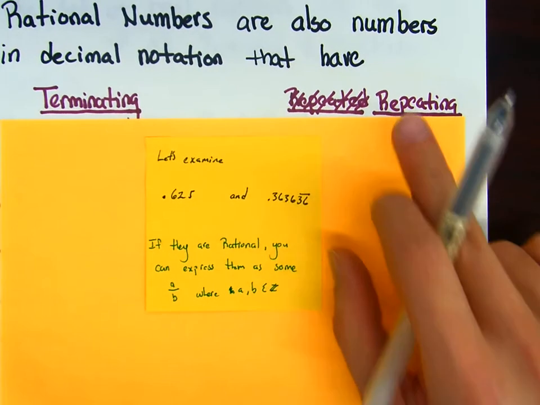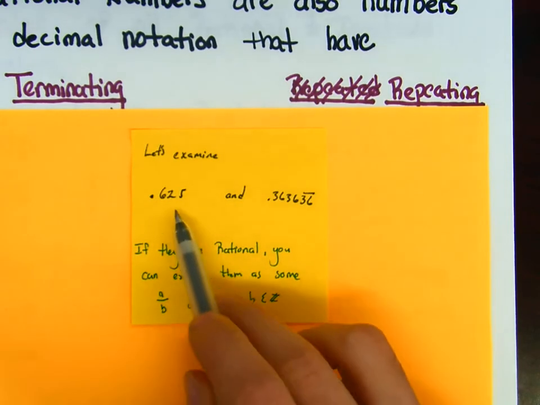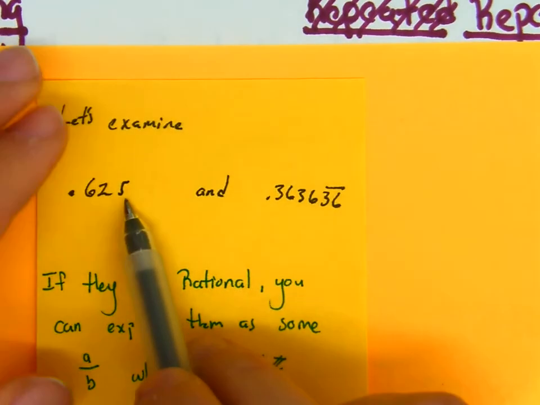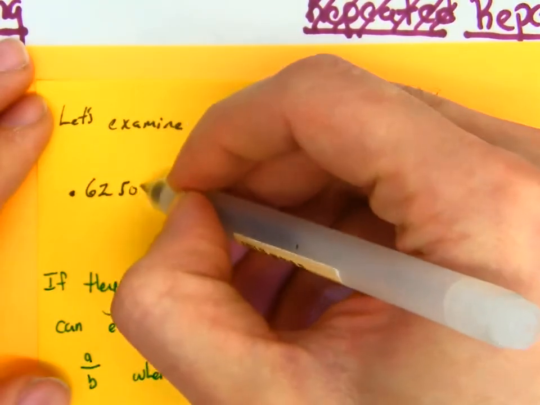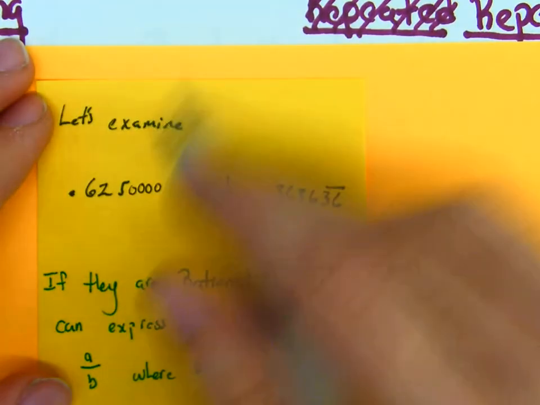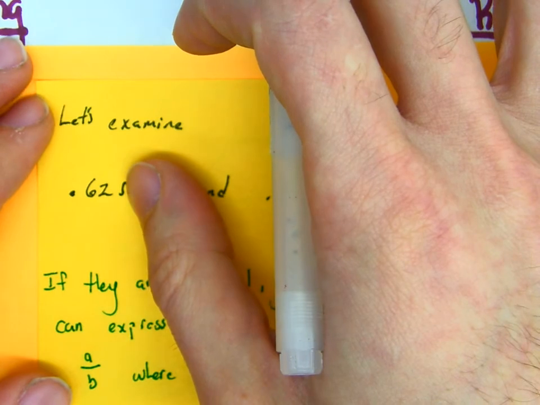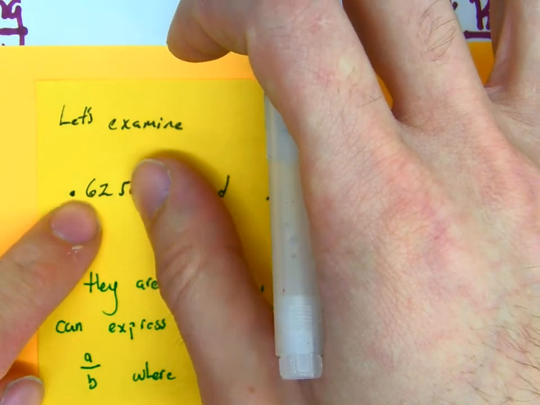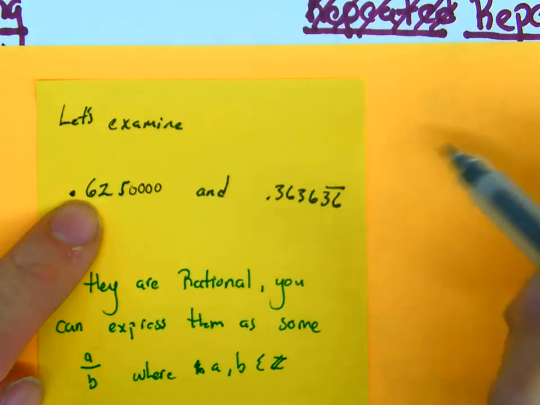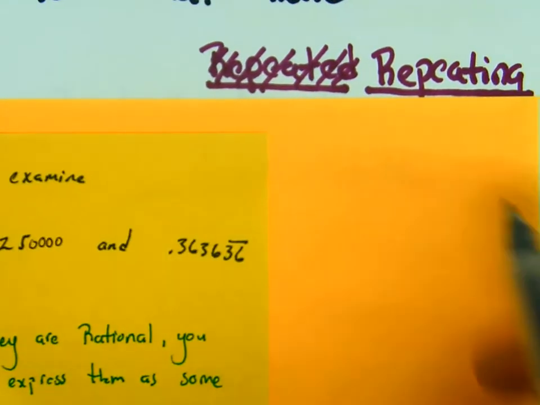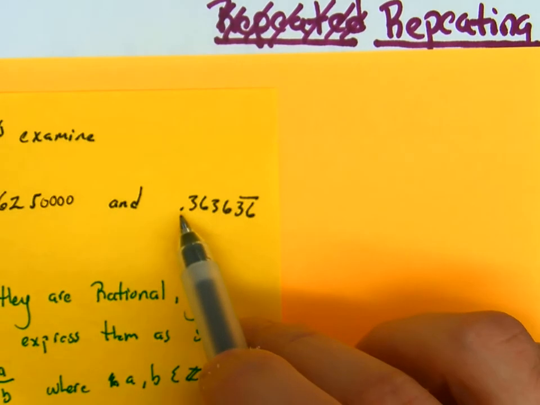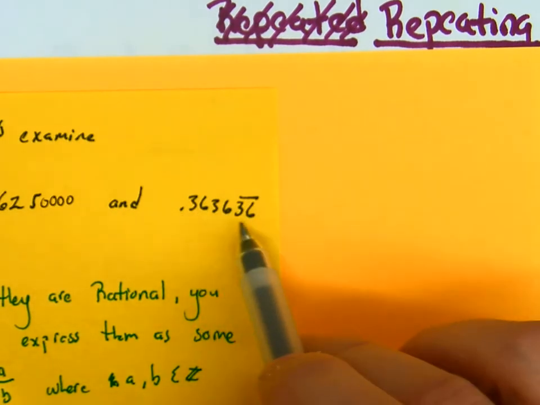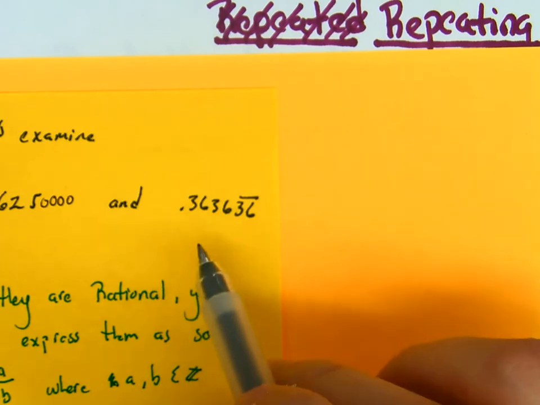So what do I mean by terminating and repeating? This number over here, 0.625, just terminates at 5, right? Like I could just show this as 0, 0, 0, 0. So notice that the pattern just stops. So this number, 0.625, is a rational number. And also, if you have some sort of decimal and some sort of repeating pattern, like 0.363636 and so on, then this number is also rational.